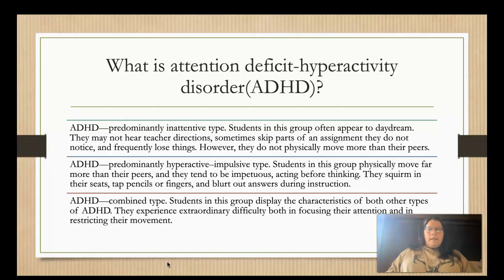Then there's the combined type. This group shows characteristics of both. Sometimes they skip parts of an assignment. Sometimes they're not focused on the teacher's directions. They daydream, or they can just be up out of their seats or at their desks doing whatever, or blurting out answers. They show signs of both types.